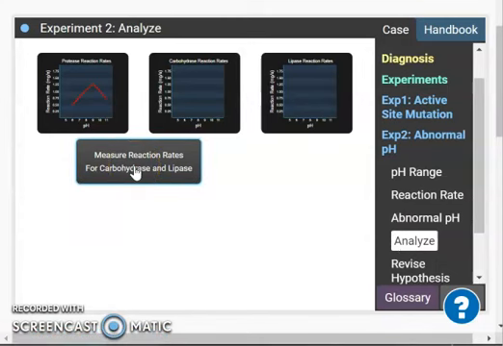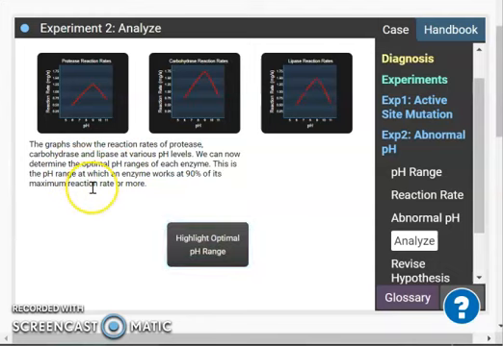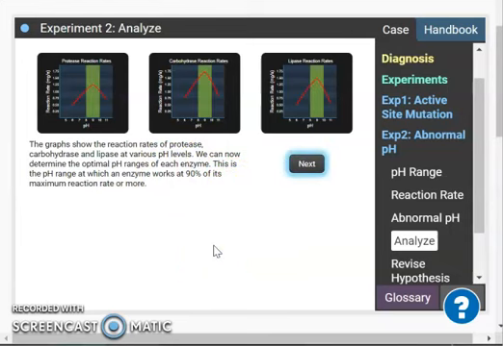Let's measure the reaction rates for carbohydrates and lipase. These graphs show the reaction rates of protease, carbohydrates, and lipase at various pH levels. We can now determine the optimal pH range of each enzyme. This is the pH range at which an enzyme works at 90% of its maximum reaction rate or more. Let's highlight our optimal pH range.